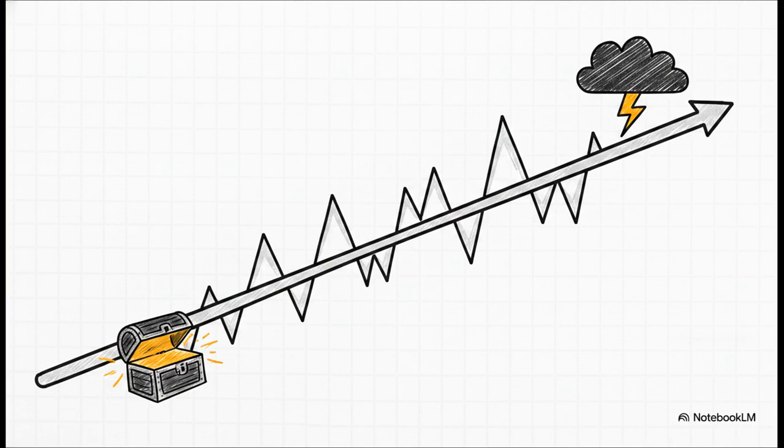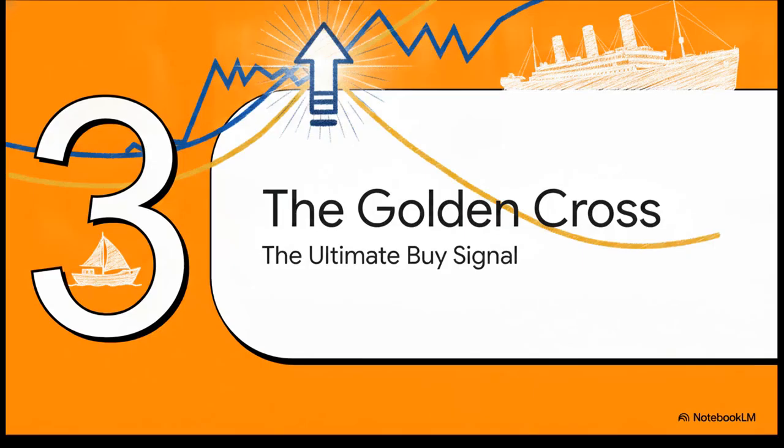But when the price is floating way up high above this line, it's historically expensive. This single visual strips away all the complex financial jargon and honestly provides more actionable signal than dozens of complex indicators combined. Section 3. The Golden Cross.